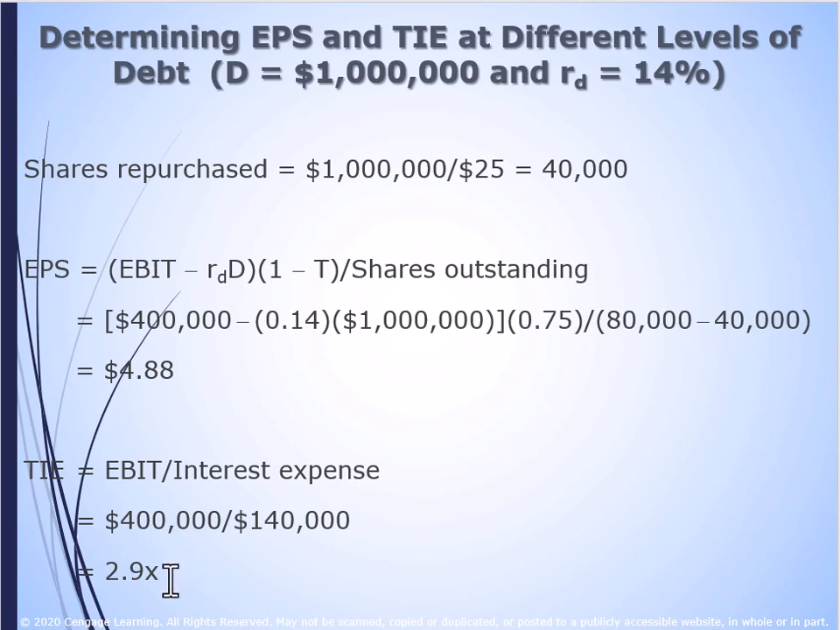So what have we seen in these brief little examples? As we borrow more and more money, the cost of financing goes up. Earnings per share goes up. The number of shares that we have obviously goes down because we're repurchasing that debt. And in the end, we also see that TIE, our ability to handle the amount of debt we have, also declines.